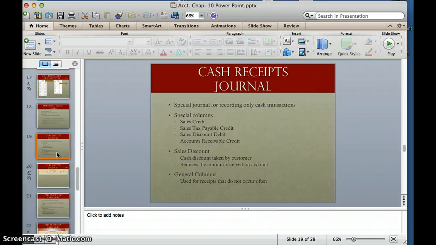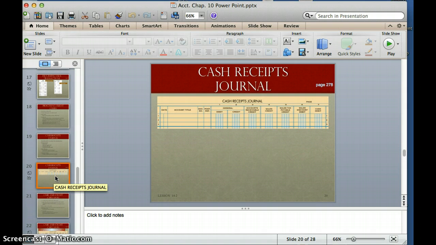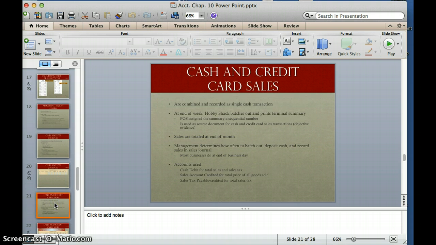And then we have the general columns that we use for receipts that don't occur very often and that are not in one of those special columns. So there it is again, that cash receipts journal. You'll get plenty of use with that later.